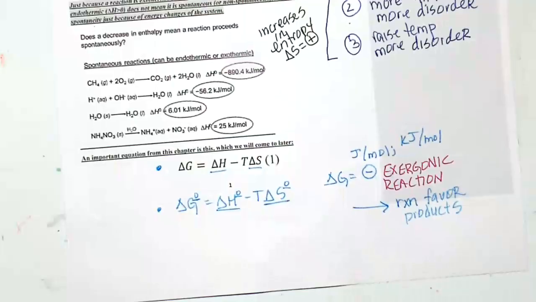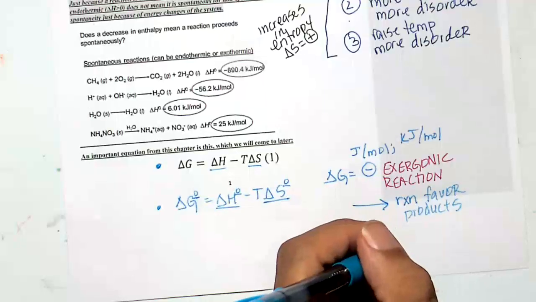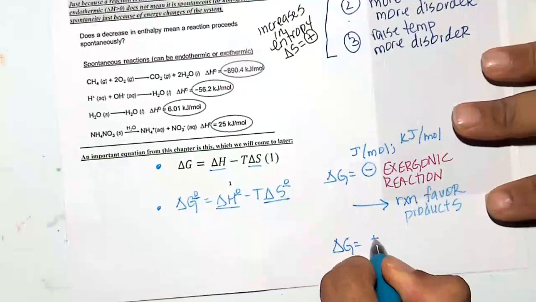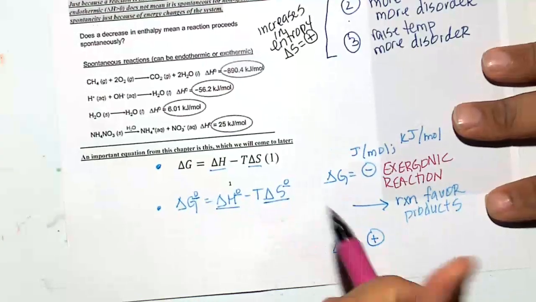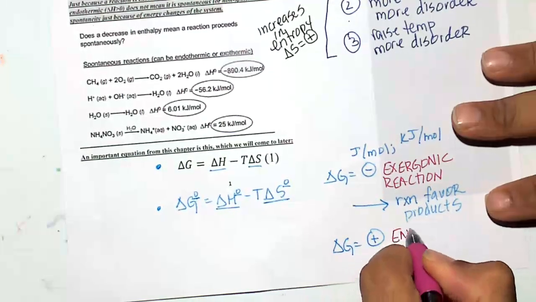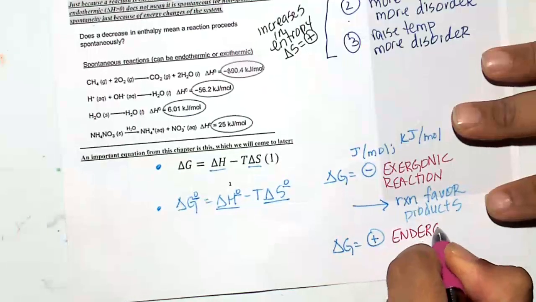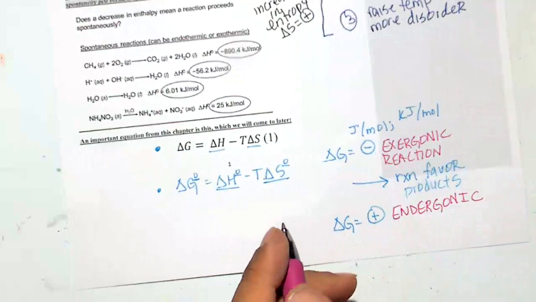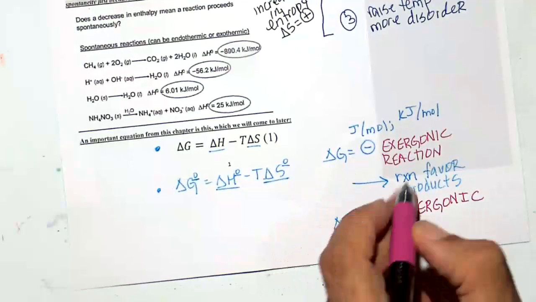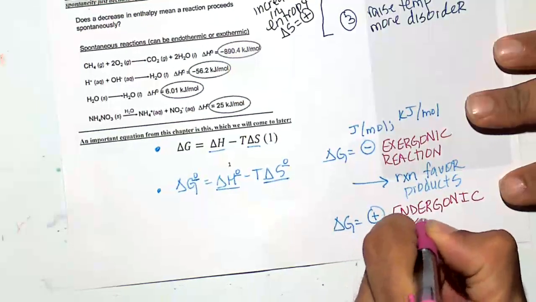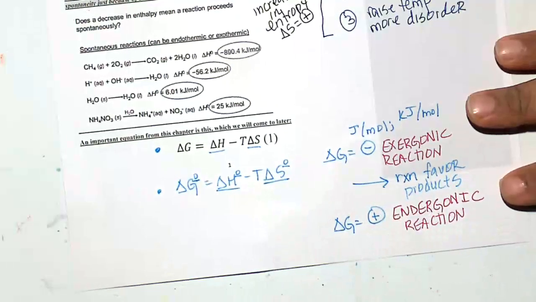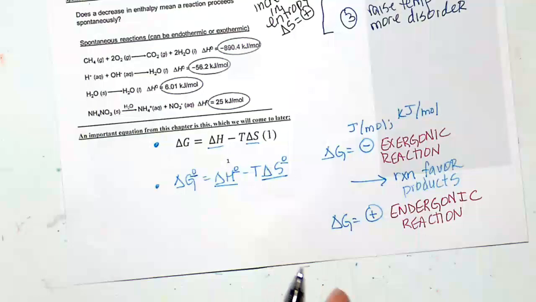Okay. If this delta G is positive, that means it does require energy, and that's called an endergonic reaction. It would be energetically unfavorable. That is correct. That's very correct. So this reaction does not move forward unless you supply it with some energy.